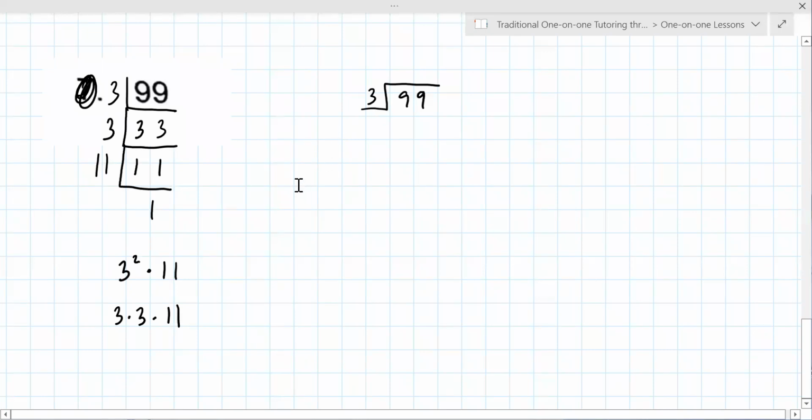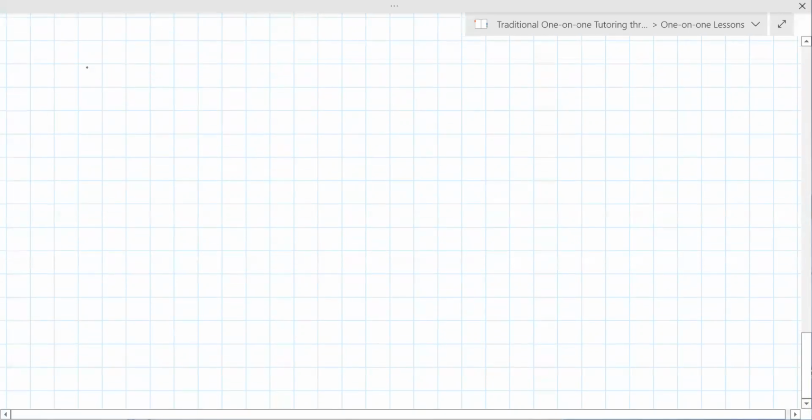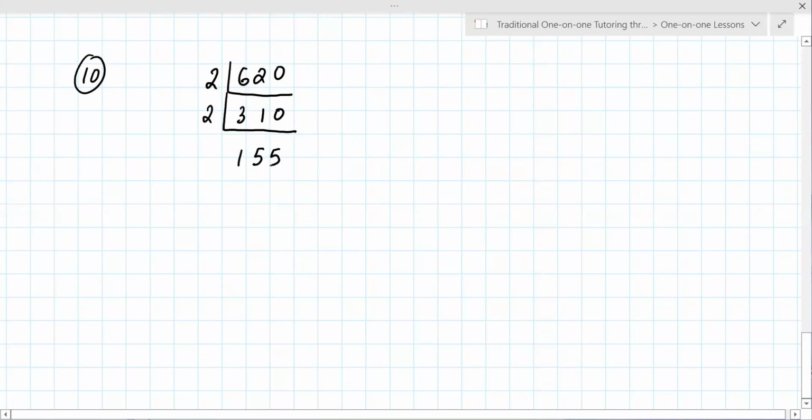And then, okay, so let's keep going here. Number 10 here, it's 620. So you notice the larger the number gets, the more space you're going to need with your ladder. Yeah. The divisibility rule for 2 is if it ends in a 0, 2, 4, 6, 8. That could be helpful here.